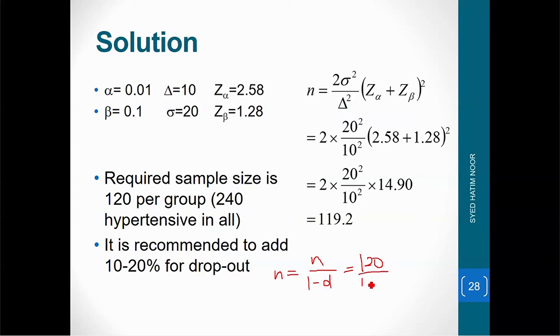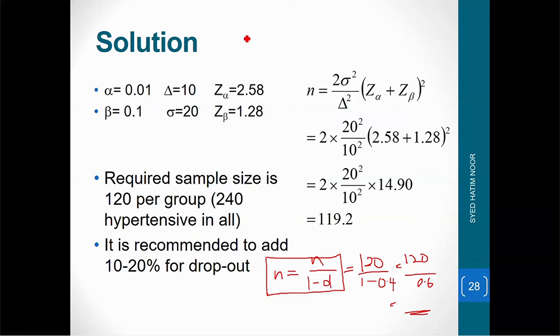So 1 minus the non-response rate of 40%. That means you calculate 120 divided by 0.6. So this is your sample size. Okay, 120 divided by 0.6. This is the correct way to calculate, to add the non-response rate or dropout rate.